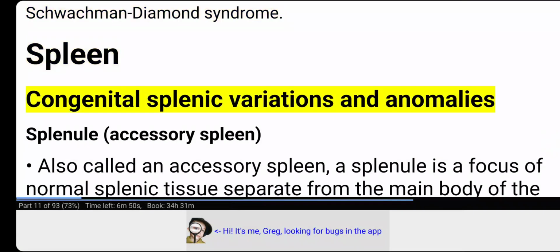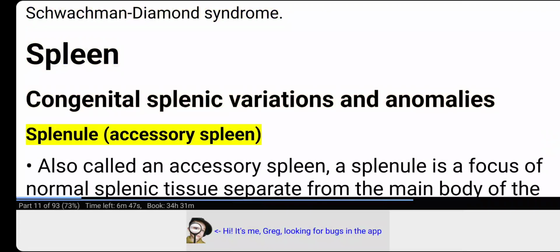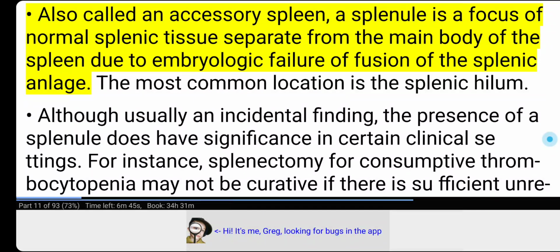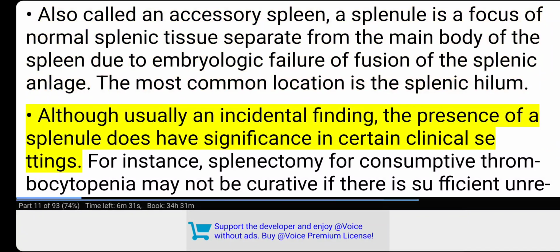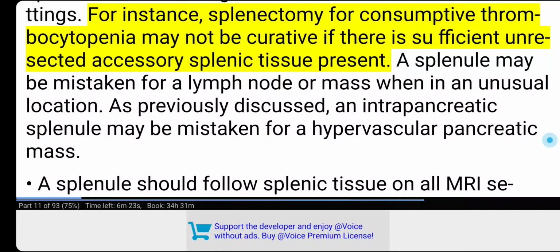Spleen. Congenital splenic variations and anomalies. Splenule, also called an accessory spleen, is a focus of normal splenic tissue separate from the main body of the spleen due to embryologic failure of fusion of the splenic anlage. The most common location is the splenic hilum. Although usually an incidental finding, the presence of a splenule does have significance in certain clinical settings. For instance, splenectomy for consumptive thrombocytopenia may not be curative if there is sufficient unresected accessory splenic tissue present.